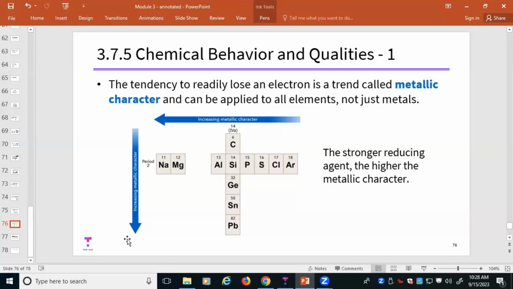So metals tend to congregate on the left-hand side of the table, no shock to any of us, but metallic character also increases as we go down a group. So potassium is more metallic in its properties than sodium is. Sodium is more metallic than lithium. And all of them are more metallic than chlorine.